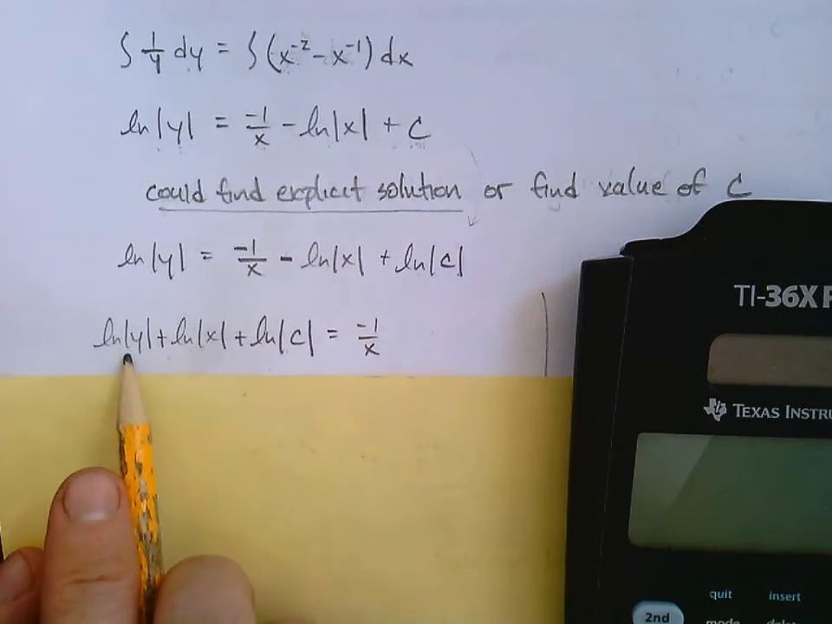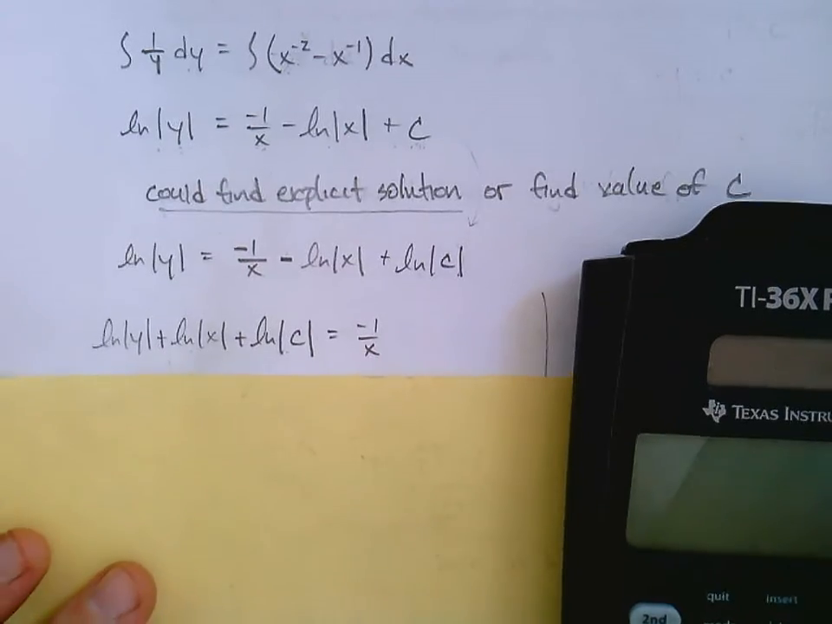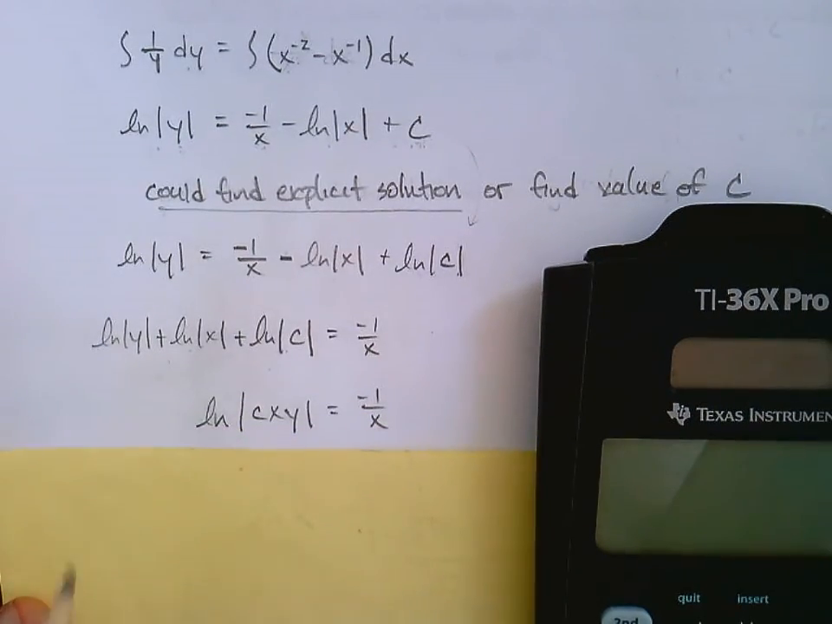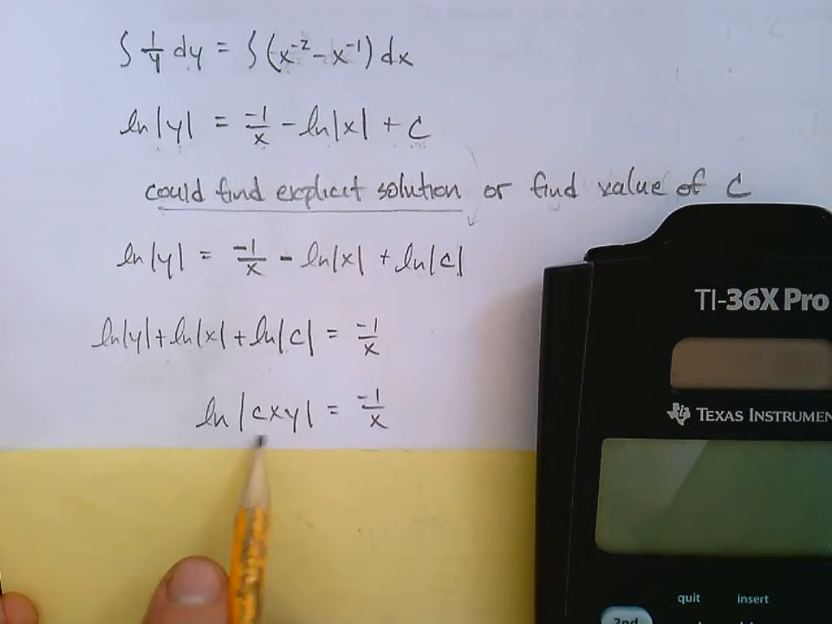Okay, now that we have all of these on the left and they're all being added, we can combine them all into a single natural log. If we multiply, so we're going to say this is the natural log of the absolute value of c times x times y.